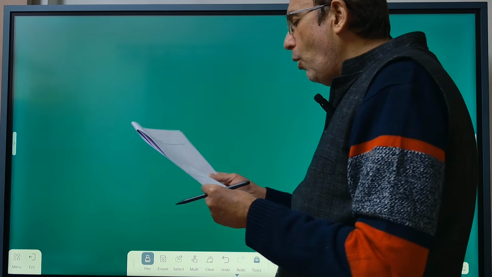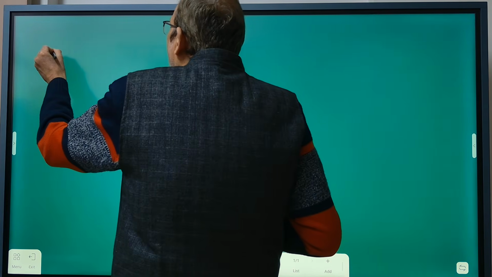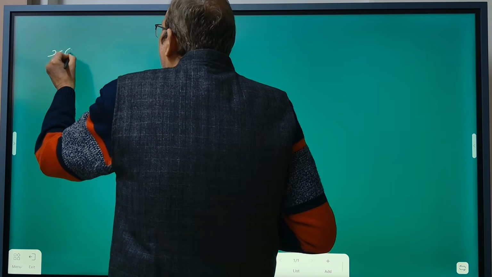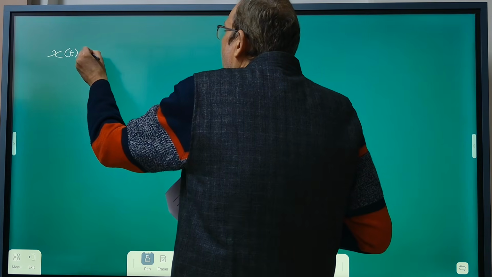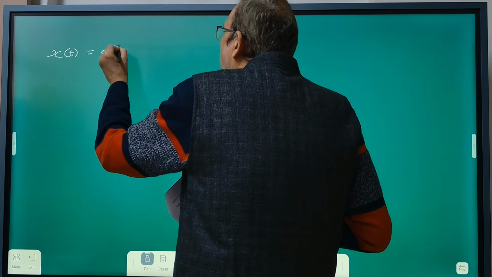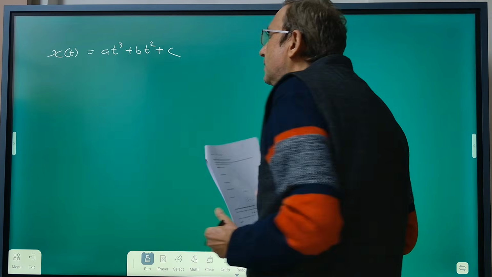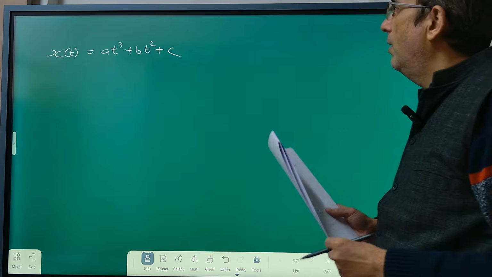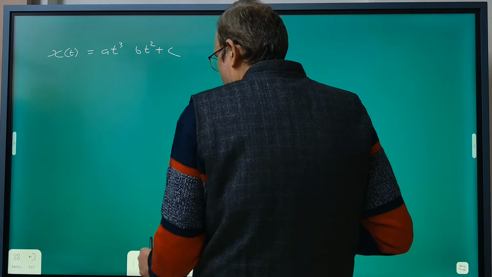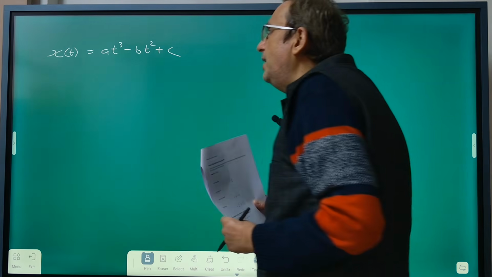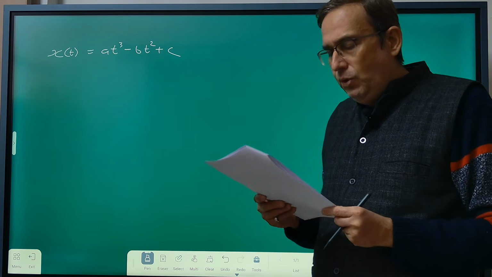Okay, we will do this last problem now. Let us say a particle is moving and the position as a function of time for this particle is given like this: a t cube plus b t square plus c. So this is the equation of motion. Rather, minus, it is given here. So it is minus here. So this is the position as a function of time, given to you here.